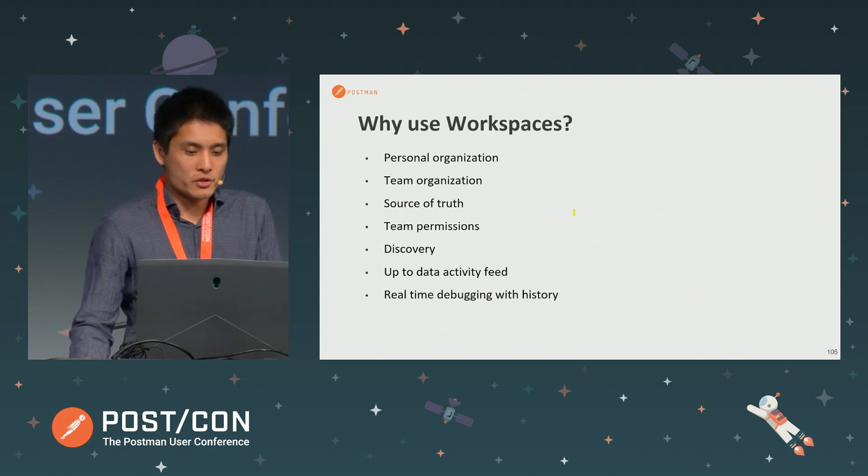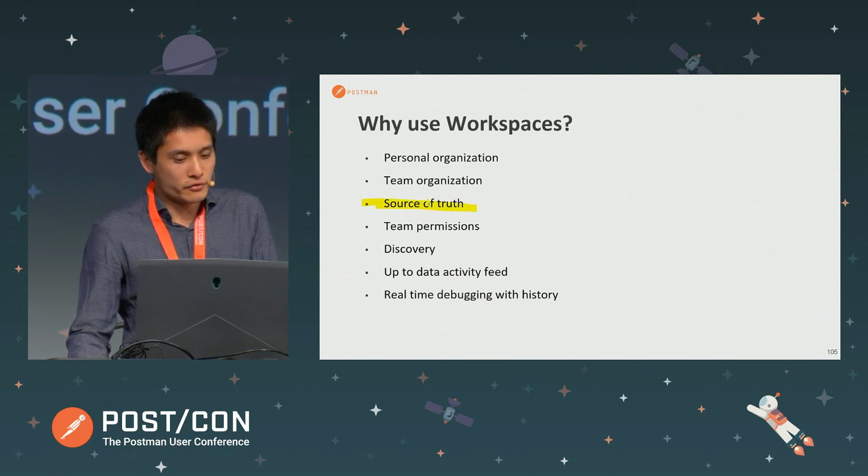A workspace can also act as a single source of truth. APIs need a single source of truth so that when I look at a collection, I know that this is the collection that defines what my API is, and I know all the different endpoints that I can call.